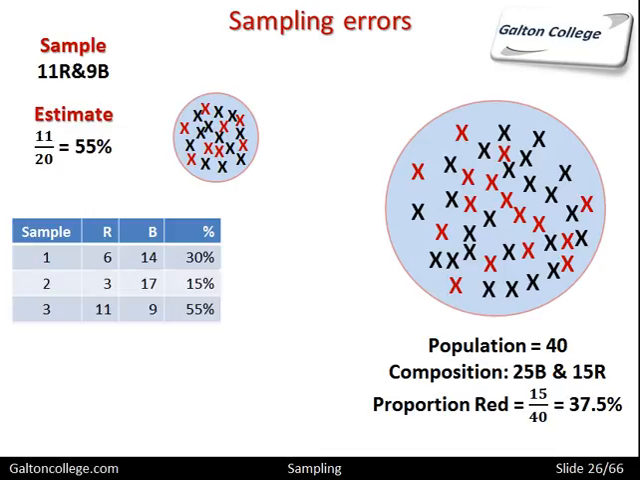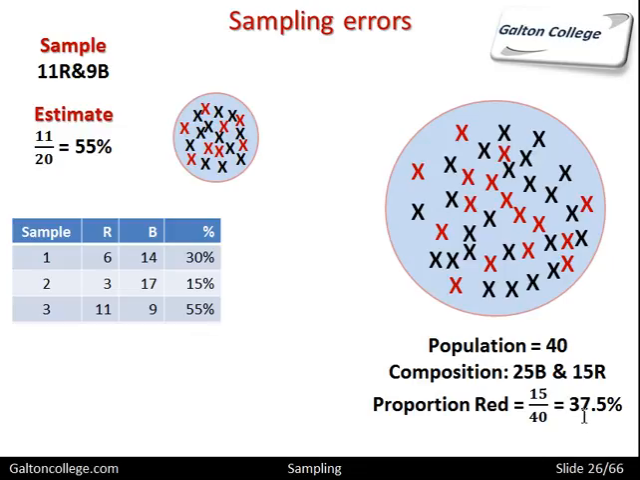Let's do it again. This time we draw out 11 balls and we look ahead, and we could have 11 and 9, which is 55. We have a second sample here, this one here, let's say. We have 3 and 17, so we have 15% are red here. 30% are red on the first one, 15 on the second one, and on this one, what I mentioned earlier, it's 55%.